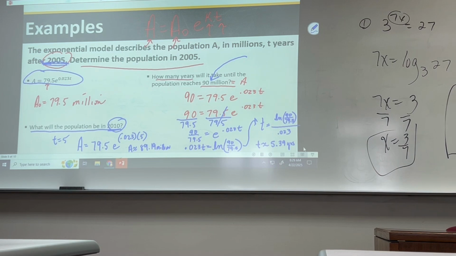Doing okay? And when the previous problem said, how long is it going to take to get to 90 million? We said a little over 5 years, right? So what would the population be in 5 years? It should be close to 90 million, shouldn't it?